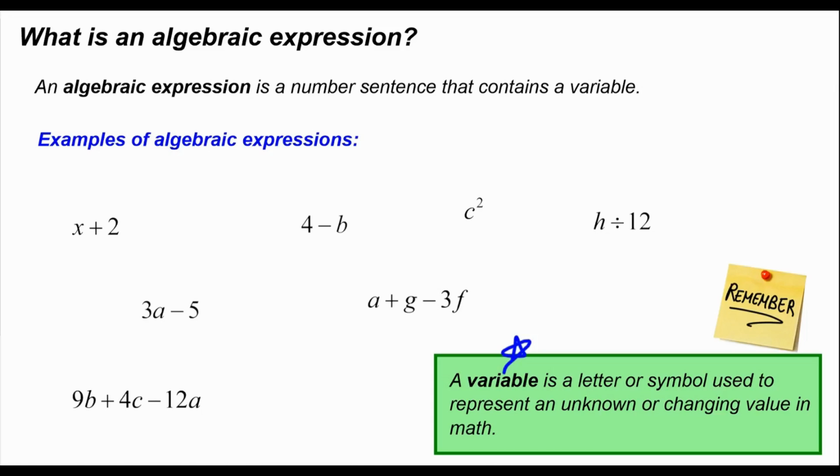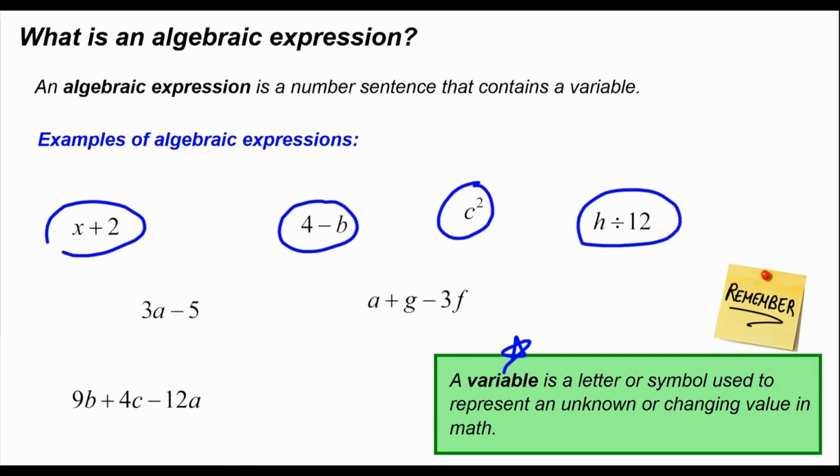So on the screen, I've got lots of examples of algebraic expressions. You can see that they're all just number sentences that contain a letter of some kind or multiple letters of kinds. So we have x plus 2, 4 minus b, c to the second power, h divided by 12, and so on and so forth. You see all of these number sentences contain a variable.